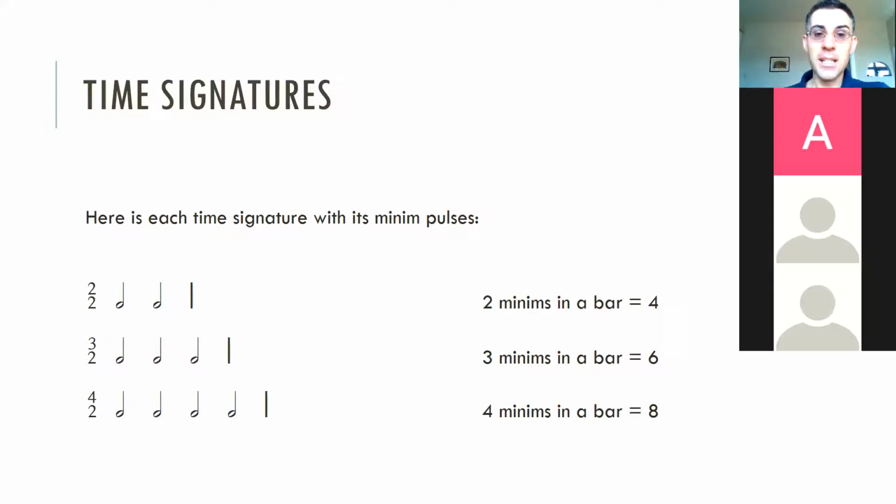Okay. So now let's have a look at these time signatures when they're written out. So you'll see at the top there, 2/2, and I've put 2 minims in a bar, okay? A minim is worth 2 beats. So 2 plus 2 is equal to 4. The whole bar is equal to 4. 3/2, there are 3 minims. 2 plus 2 plus 2 is equal to 6. And 4/2, 4 minims, 2 plus 2 plus 2 plus 2 is equal to 8. So one whole bar of 4/2 would be equal to 8.